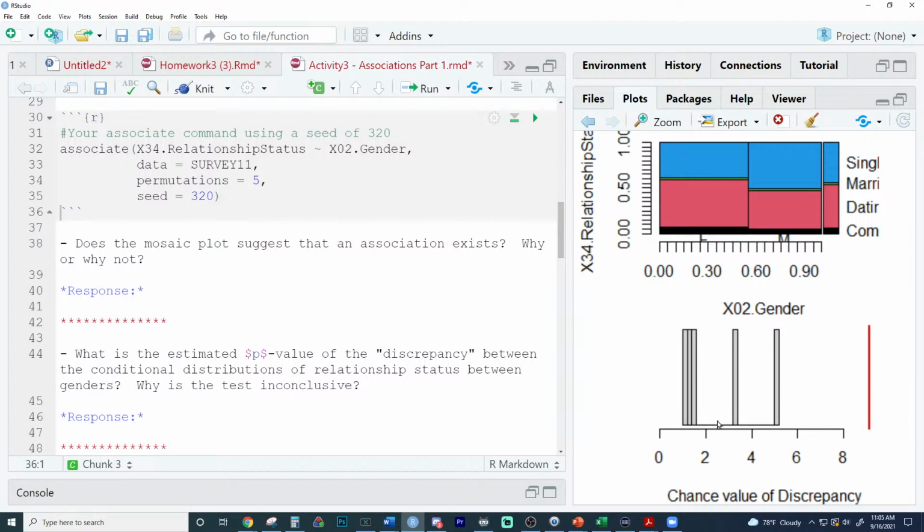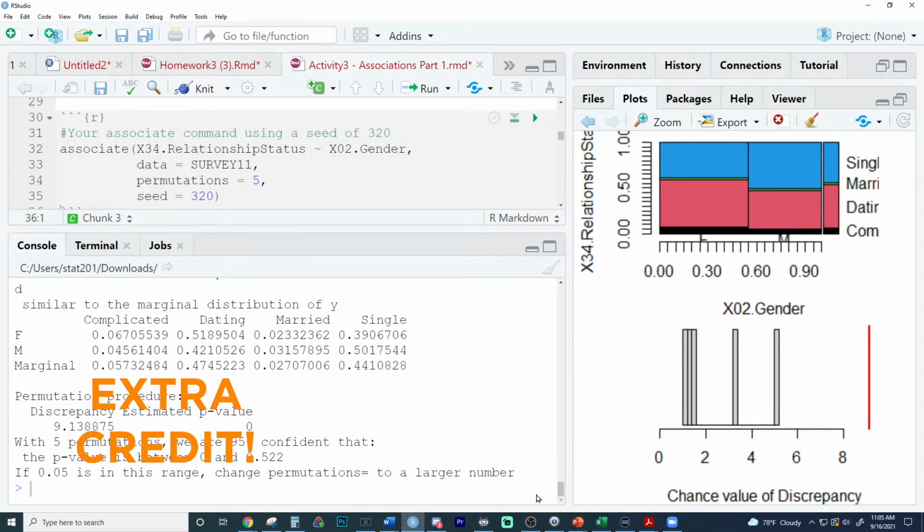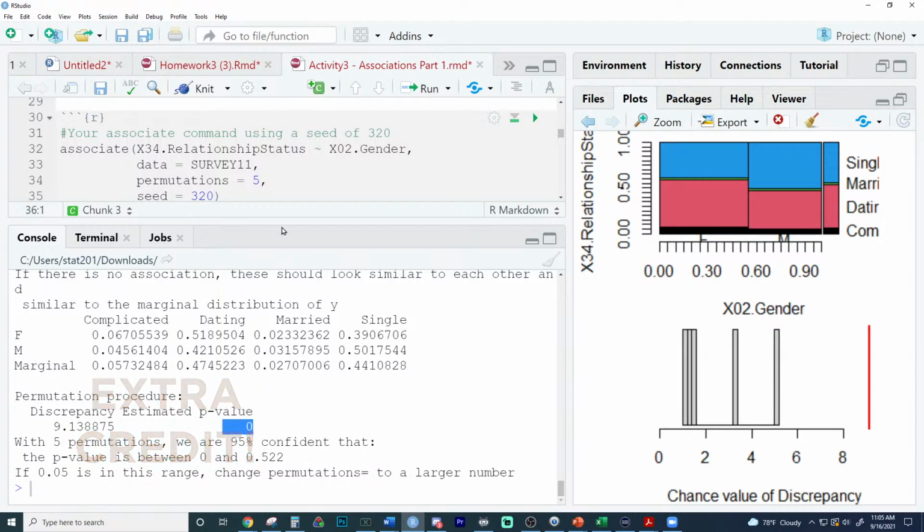So how many of these random results right here are beyond this red line? This is our observed result. That is the result we got of 9.1. Well, not all of them. None of them. Great answer right there. Don't worry. None of them. And since none of them are beyond the red line, the p-value is estimated to be 0.